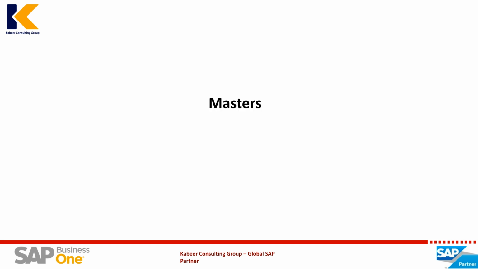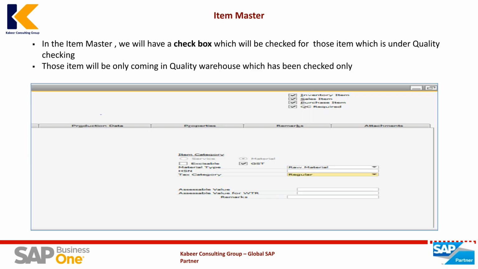Next, we will review the master data setup. In the Item Master, a checkbox is available to mark items that require quality checking. Only items with this box checked will be routed through the quality warehouse.